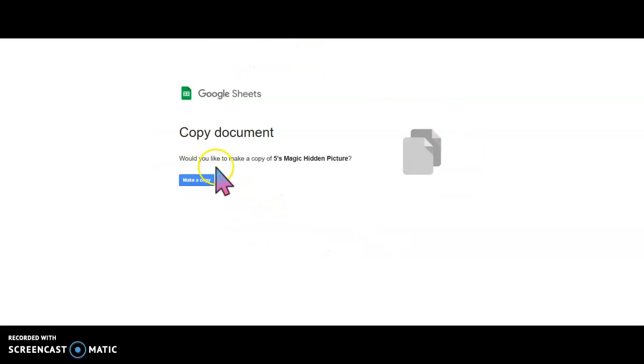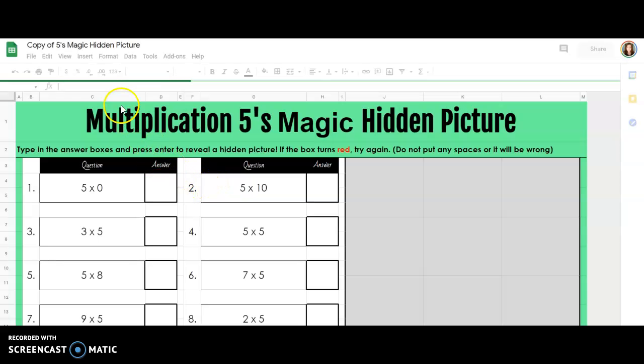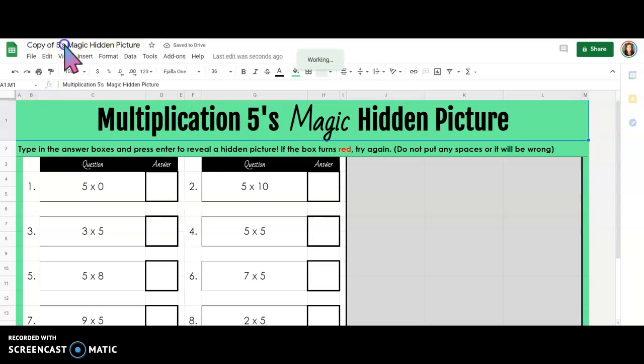I'm going to show you what to do to assign this to your students. So it's going to ask you to make a copy. Go ahead and make that copy and it will save it to your Google Drive. Then it will open up and you now have the ability to change your title. I usually just get rid of the copy of section. Now I'm going to go ahead and assign this to my students in Google Classroom.